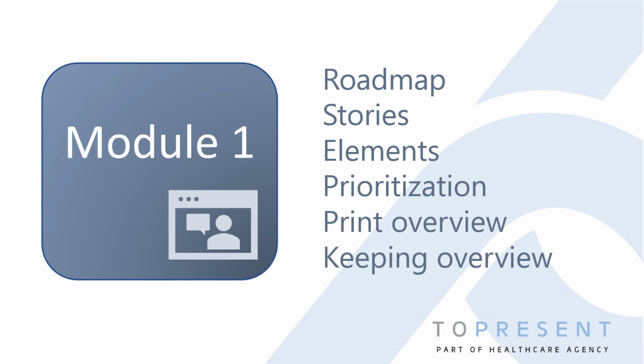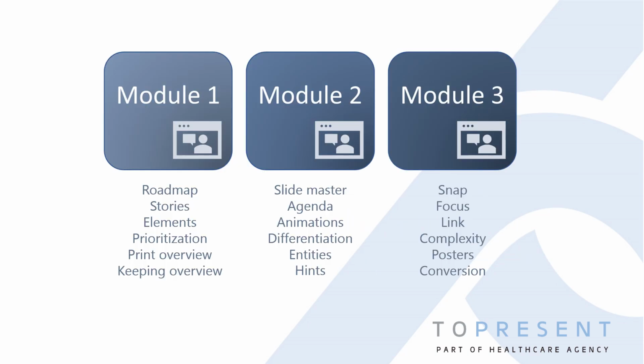So that finalizes the 6 topics in Module 1. Module 2 includes Slide Master, how to make and use animations, and how to differentiate between various topics. And Module 3 with focus and links, and also how to handle complexity. And finally, please contact me if you want additional sparring, one-to-one, and tailored according to your needs.